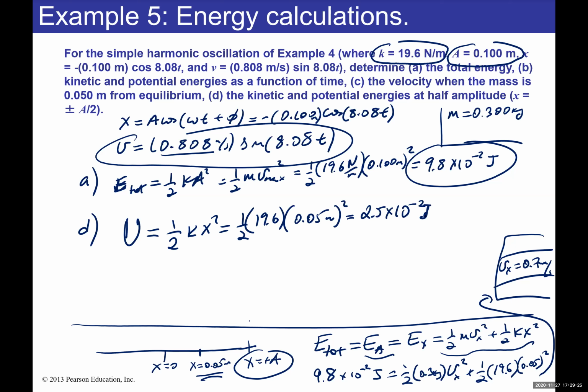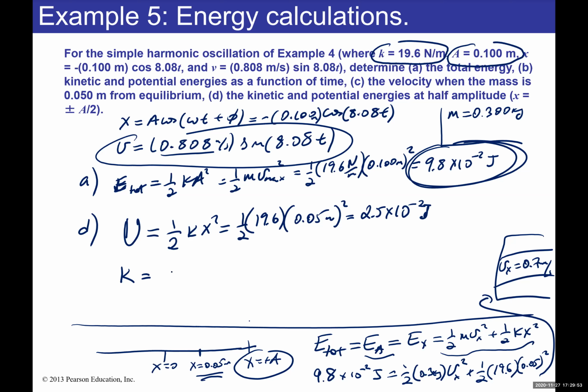Okay. Now, how about kinetic energy for that position? So here's what I have. I've seen sometimes students wrongly assume that if it's half the amplitude, then kinetic energy should be exactly the same as potential energy, which is basically then total energy will be exactly half kinetic, half potential. But we can see from here that's not quite the case.